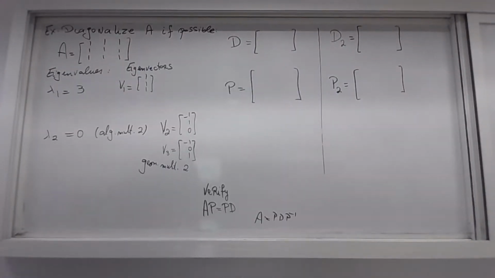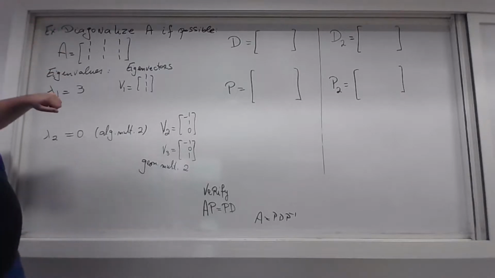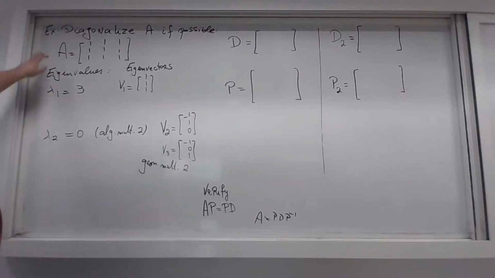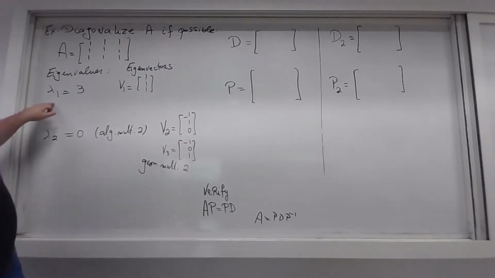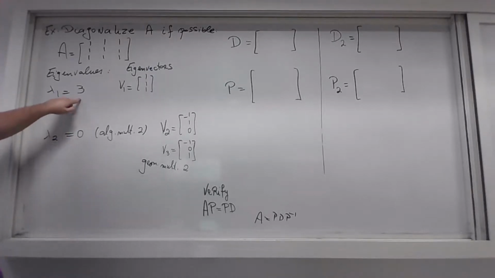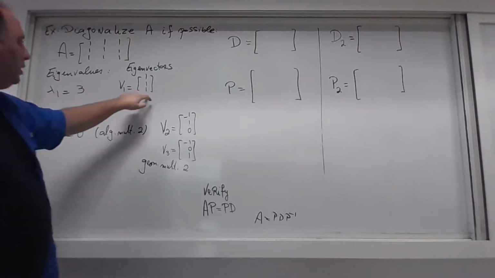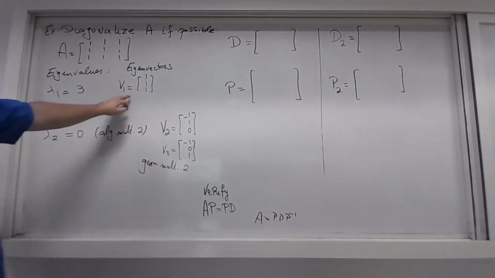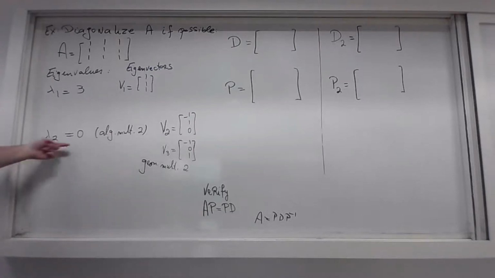So here is another one. Again, diagonalize A if possible, if not, explain why. So here I have, again, 3 by 3, and all entries are 1, so this is a beautiful one. We compute eigenvalues and eigenvectors, so we have 3 and 0. 3 is of algebraic multiplicity 1, therefore of geometric multiplicity 1, and we've computed the eigenvector, it is this one, 1, 1, 1.